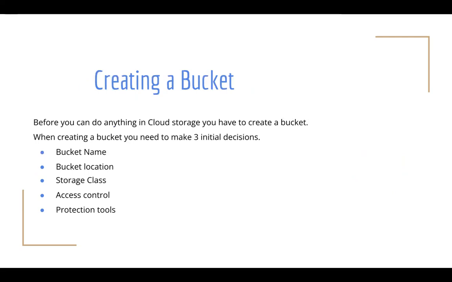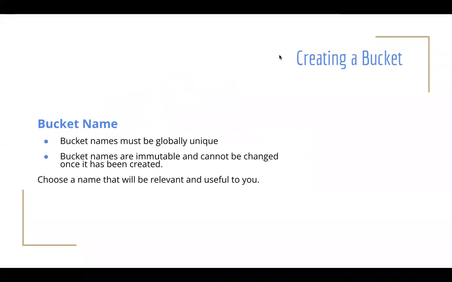So when you want to create a bucket, there is some basic information that you need to have, and options and decisions you need to choose from, right? It starts from the bucket name, the location, the class, the access control, and the protection tool. So we're going to go into these one by one right now. The first one is the bucket name.